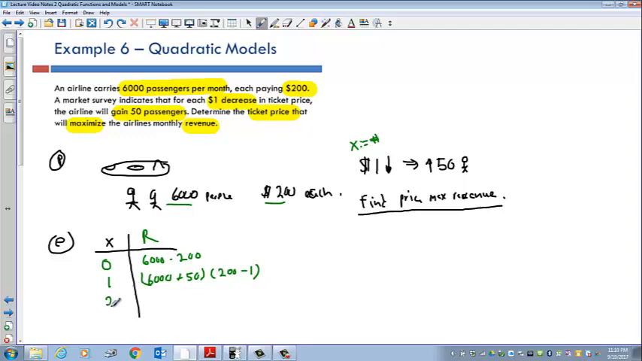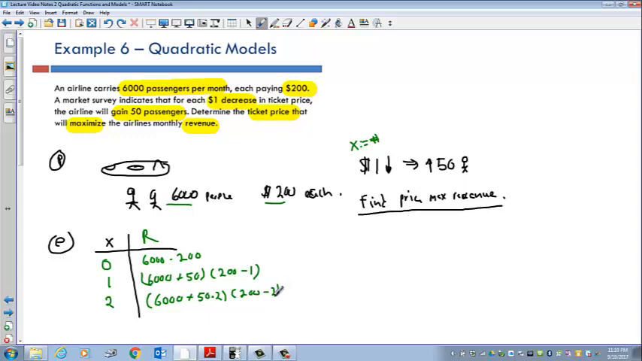So now what happens with 2? Right? 2 $1 decreases. Well, you get the $50 from before, 50 people from before, plus another 50. So you have 6,000 plus 50 plus 50, or if you want, 50 times 2. Then over here, instead of going down just $1, you went down 2, so 200 minus 2.